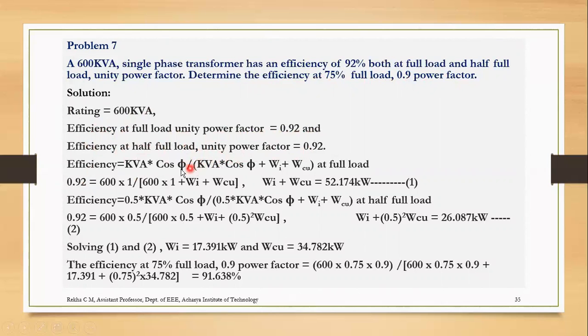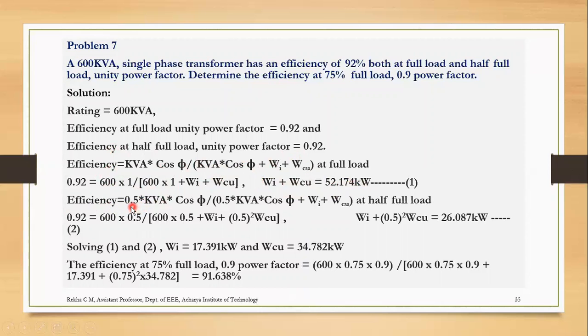So let us substitute these values over here. Efficiency is equal to kVA into cos phi divided by kVA into cos phi plus iron loss plus copper loss. Since it is full load efficiency, we have not considered the X value over here. From this, I get an equation: iron loss plus copper loss equal to this much. I have taken it in kilowatts because here I have used kVA. Is it clear? Okay.